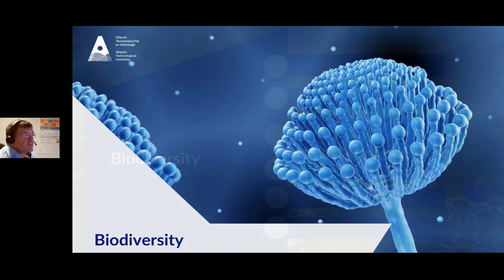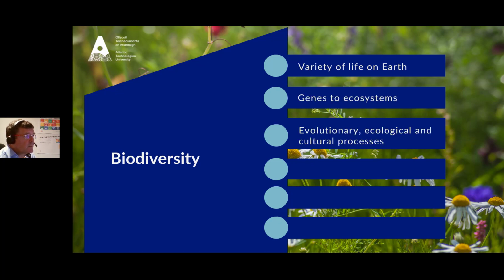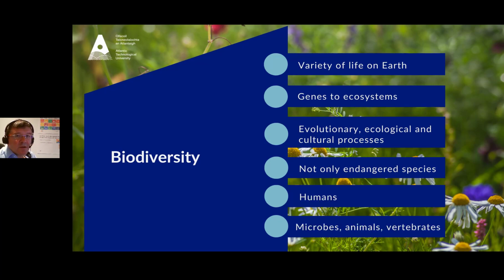Next up is biodiversity. The term biodiversity is a portmanteau of biological and diversity, and it refers to the variety of life on Earth at all levels, from genes to ecosystems, and can encompass the evolutionary, ecological, and cultural processes that sustain life. Biodiversity includes not only species we consider rare or threatened or endangered, but also every living organism that we know about: ourselves, humans, microbes, animals, vertebrates.